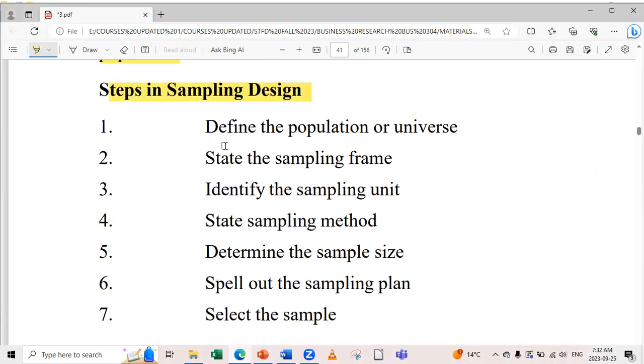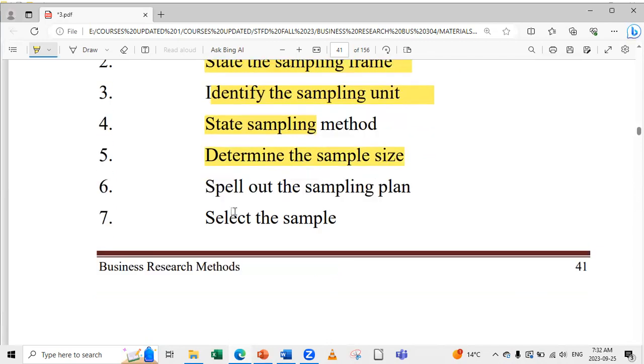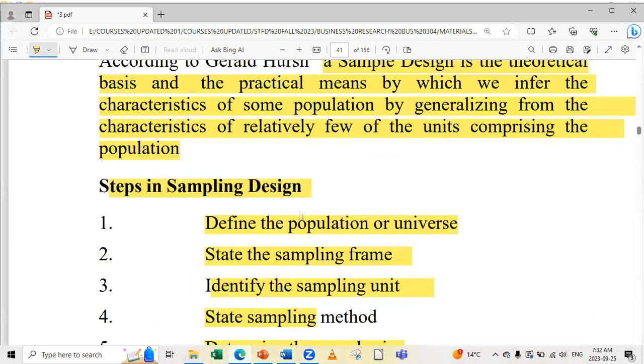Steps in designing a sample. This is very important. First, define the population or universe. Second, state the sampling frame. Third, identify the sampling unit. Fourth, state the sampling method. Fifth, determine the sample size. Sixth, spell out the sampling plan. Seventh, select the sample. Those are the steps.